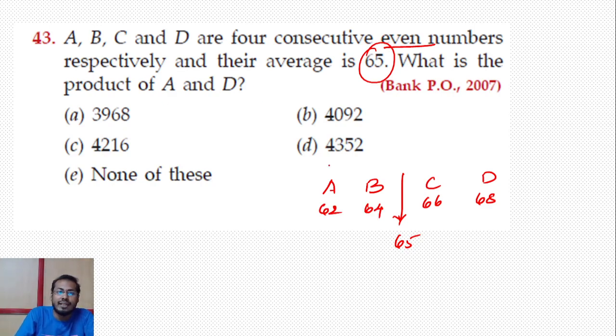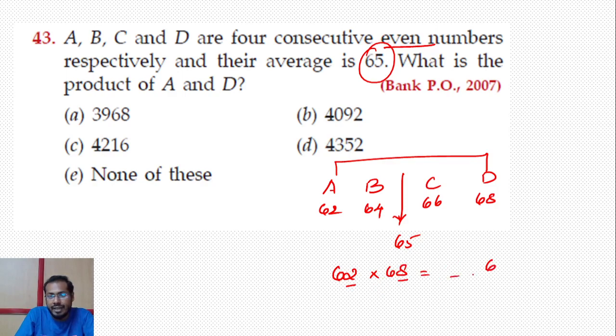What is the product of A and D? The product of A and D is 62 into 68. Before multiplying, always please check the unit digit. 8 into 2 is 16. So my answer will be ending with 6. Only one option ends with 6. If none of the options match, you should check that too, so you can multiply the complete answer. What is 62 into 68? Try it. Otherwise, if none of this is given, option C is the right answer. Without multiplying I can take this answer.